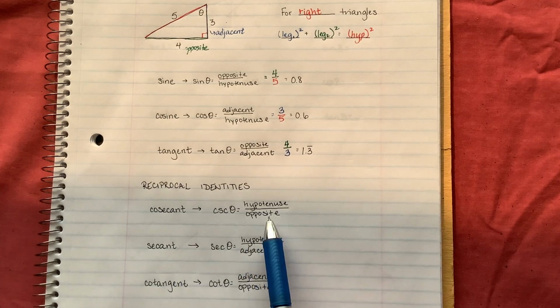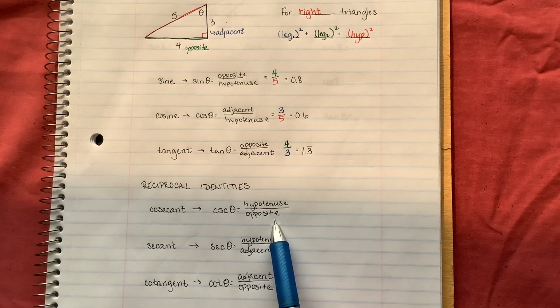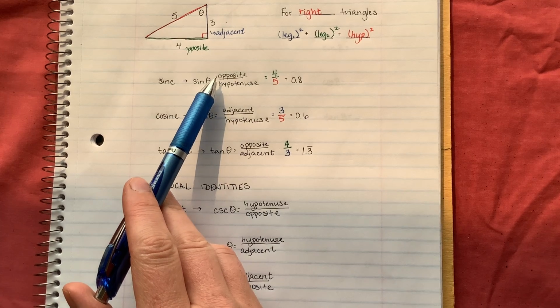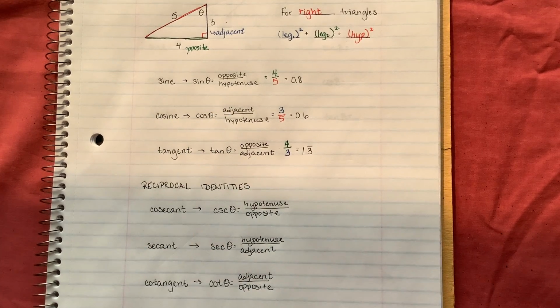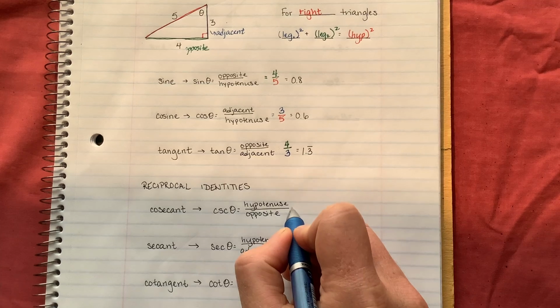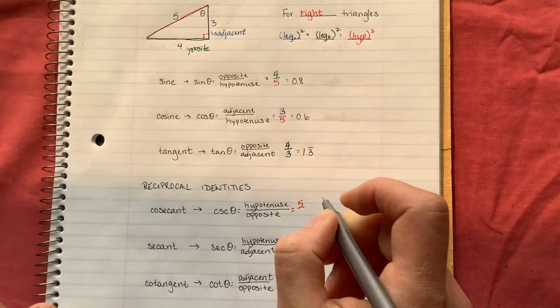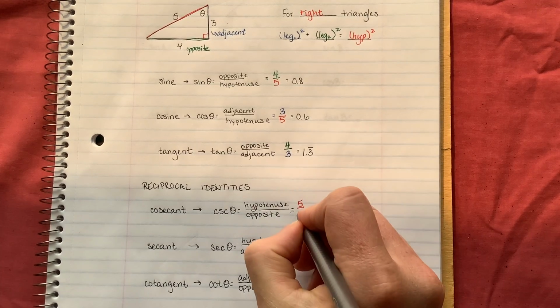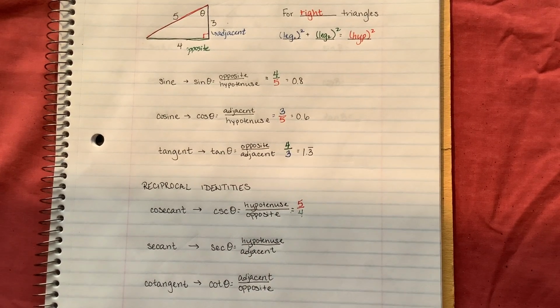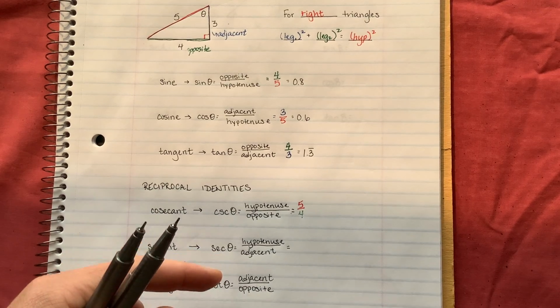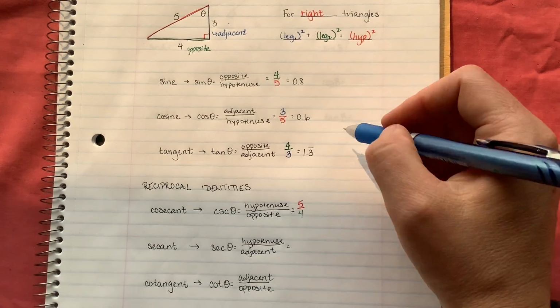The first one is cosecant, and cosecant you calculate using hypotenuse over opposite. Notice that that's exactly the reverse of sine, which was opposite over hypotenuse. So when we calculate cosecant, we're going to use the same triangle, use the same numbers, but this time we'll have 5/4. To figure out secant, same thing. You can look up at the triangle to figure out the hypotenuse and the adjacent sides, or you can look at cosine.